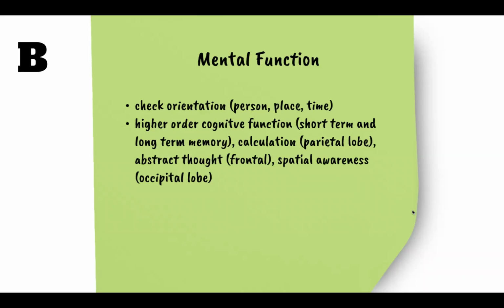Another thing I like to do is test their mental function. The briefest thing that I usually do is check their orientation. I ask them, what's your name? Where are we? Tell me the day of the week, date, month, and year. That gives me a good idea of how oriented they are. There are other higher order cognitive function tests, usually conducted by occupational therapists, but we should be able to do them as well, testing different aspects of their brain, so their frontal, parietal, and occipital lobes.